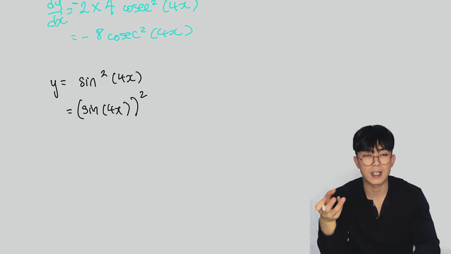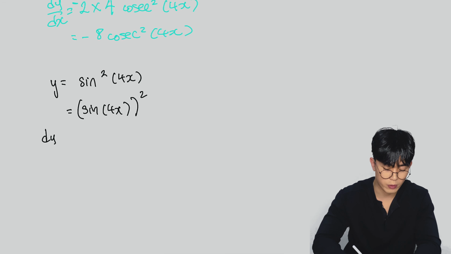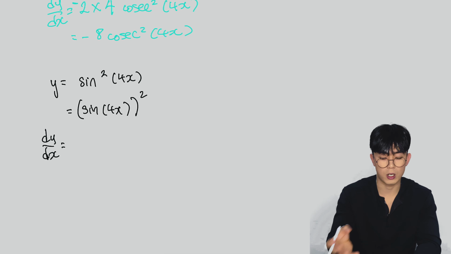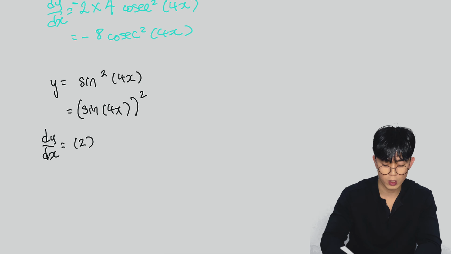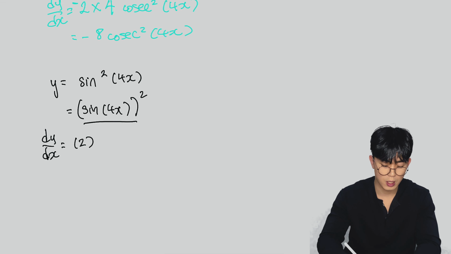This way I can identify, well, because there's a power, we should use the chain rule. And we learned in the previous video about chain rule that it's just a 3-step process, right? The power comes to the front, so 2. We now differentiate inside the bracket, so differentiating sine 4x. Well, we have the 4, so 4 comes out as well, and the derivative of sine is cos 4x.